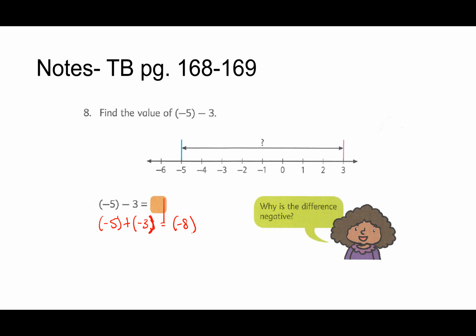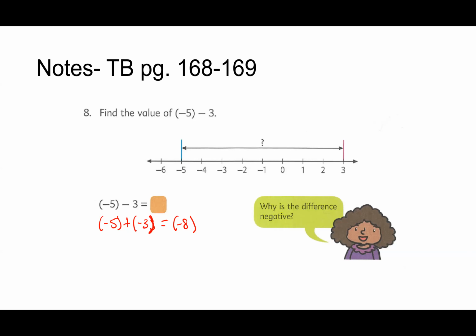Keep going. No, -5 is less than 3. Okay, let's keep going. Nora, why is this a negative difference? Okay, yeah, sure. Same sign, sum, right? Copy plus opposite, and then follow the addition rules. But that's not why. That's the procedure. I'm looking for the why.